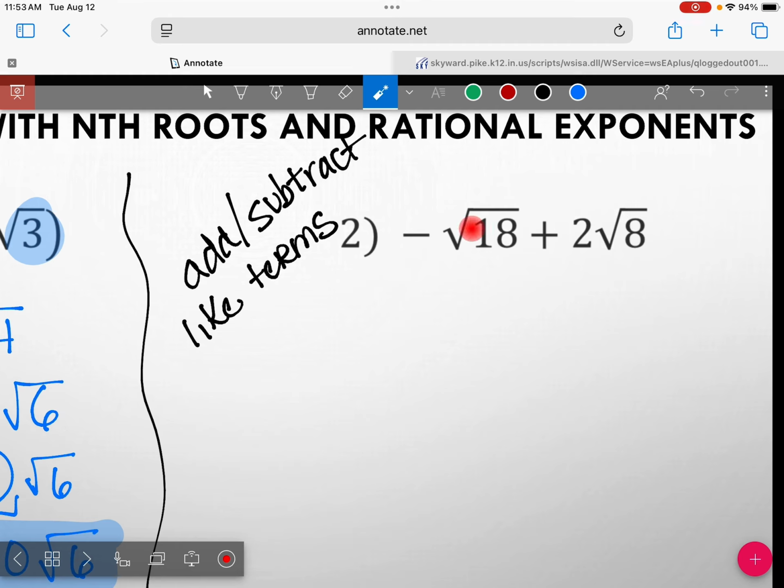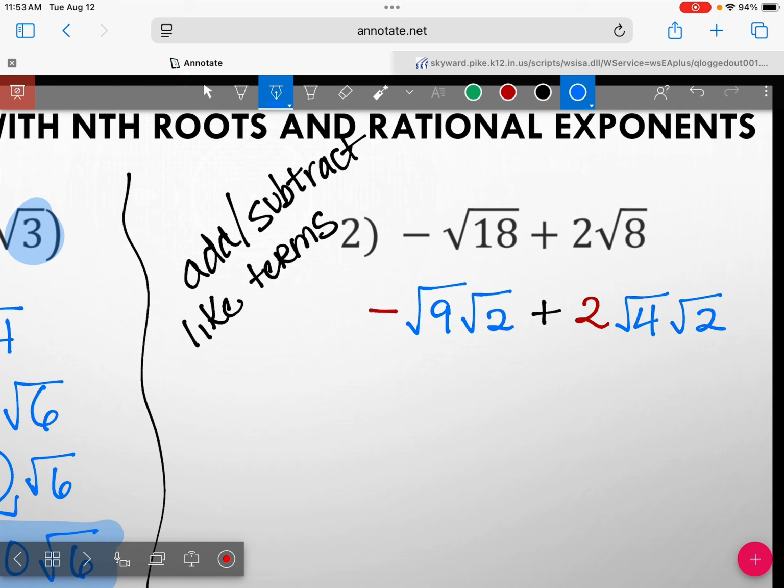So 18 is not a perfect square, but if you look at those pink numbers in the front of the room, which number can go into 18? That is a perfect square. 9. So I'm going to break this apart to 9 times 2. And then the 2, bring that down. What perfect square goes into 8? 4. So we're going to break that apart to 4 times 2. So now we're ready to simplify.